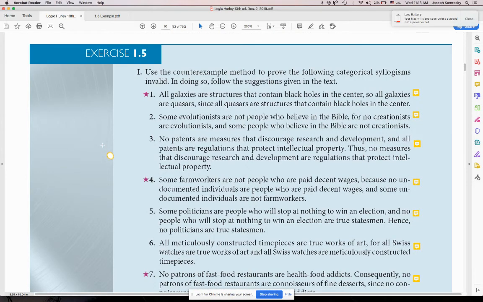So here's examples, and your MindTap will have slightly different ones. Use the counterexample method to prove the following categorical syllogism is invalid. In doing so, we suggest the following given text. If I were you, I would think about Hurley's example. So right here, number one: all galaxies are structures that contain black holes in the center, so all galaxies are quasars, since all quasars are structures that contain black holes in the center. So what you're going to do is, for each example, look at it, strip it down to its basic form, and symbolize it for me. Then substitute in, then tell me if you have two true premises and a false conclusion when you're done. So let's see this.